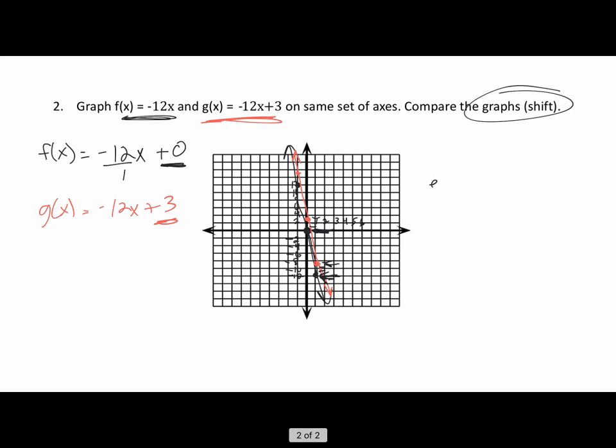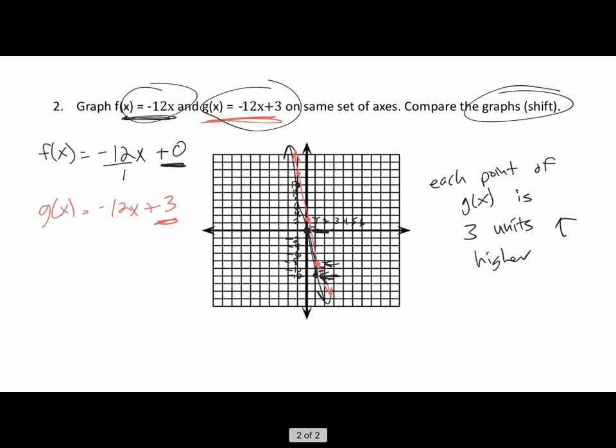So each point of g of x, and there's a lot of points, not just the ones I pointed out, but every point on the line is 3 units higher, or up vertically. And so that's something, again, we're going to want to think about in a coming section on shifting, if you can see that the 3 units is there in the graph.